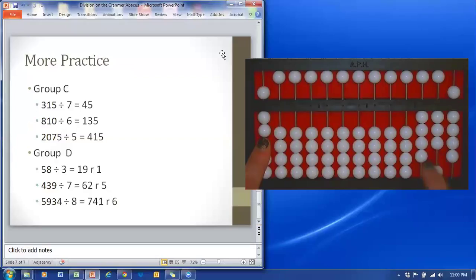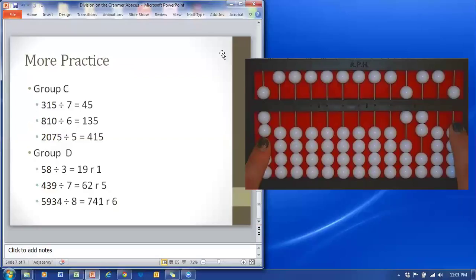So from that 3, I'm going to move over 2 columns and set that 6. 6 times 7 is 42. So I'm going to subtract off 4, 2. 7 won't go into 1, but 7 will go into 19. And that'll go in there 2 times. So from the 9 in 19, move over 2 columns and set that 2. 2 times 7 is 14. Subtract off 1, 4. And my answer is 62, remainder of 5.